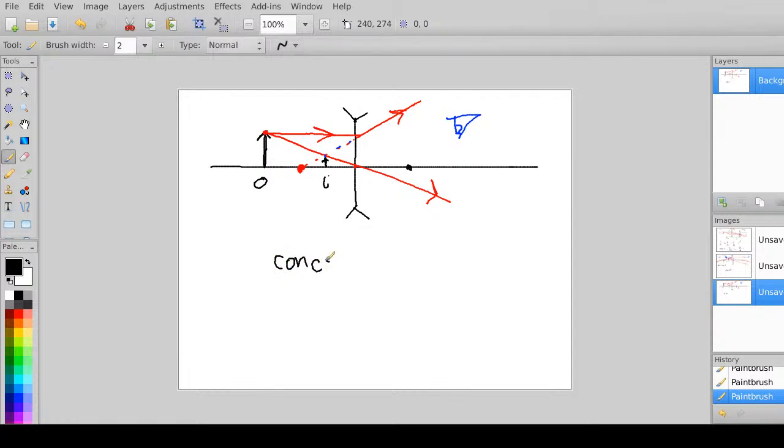And the image is always virtual. You can't create a real image with a concave lens. All right, so there's the theory.